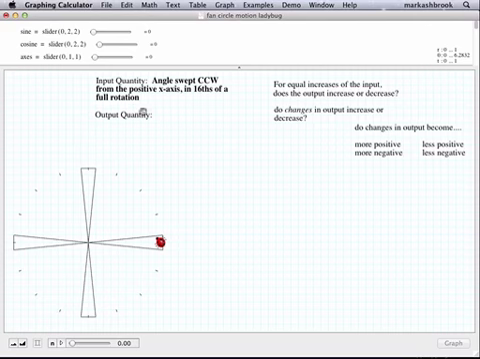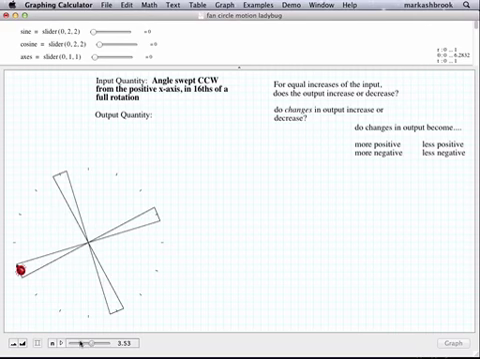So our input quantity is going to be our angle swept counterclockwise on the positive x-axis, and my increment is going to be 1/16 of a full rotation. That's going to be just like this, 1/16 at a time. Okay?